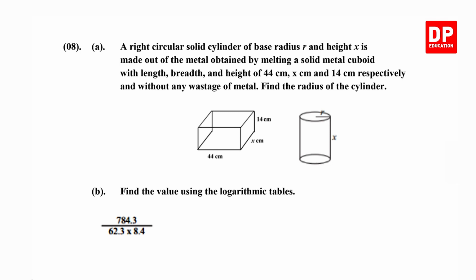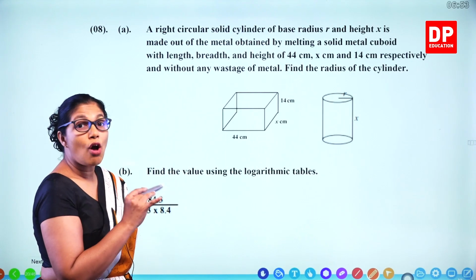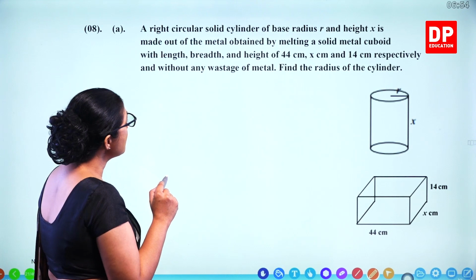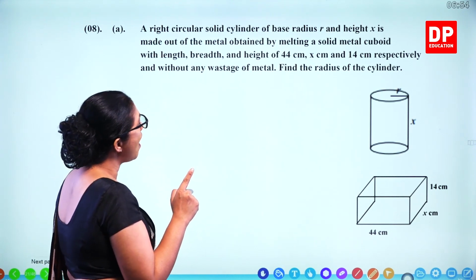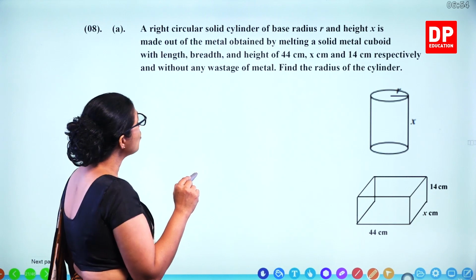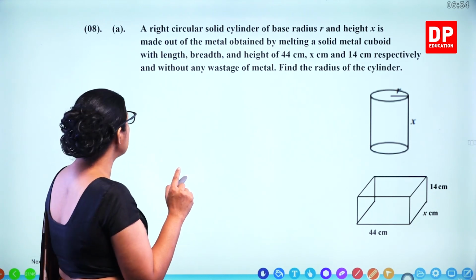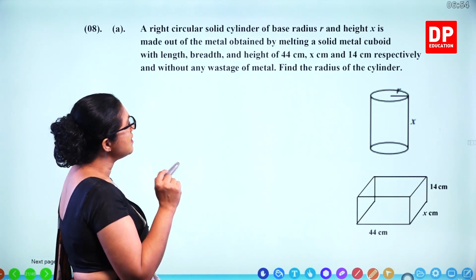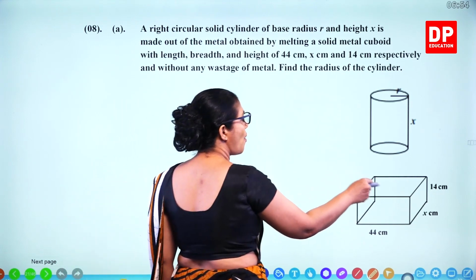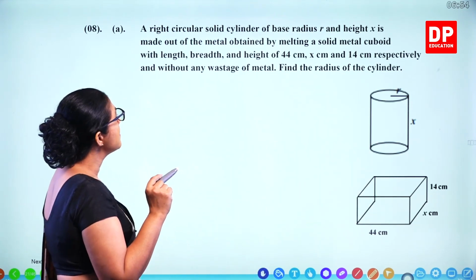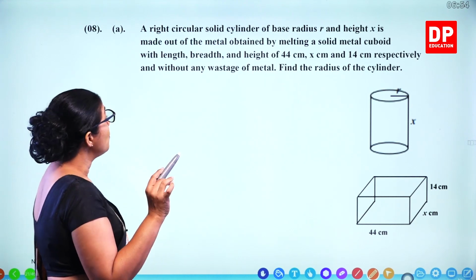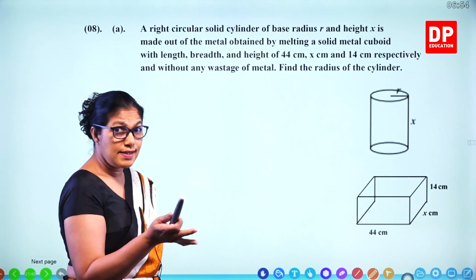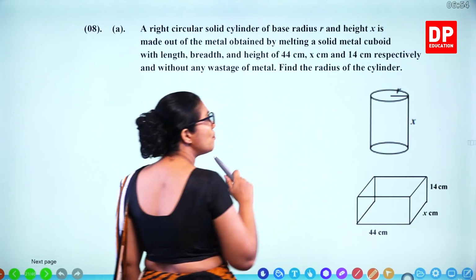It's about volume, and you have to use the logarithmic table as well. A right circular solid cylinder of base radius r and height x is made out of the metal obtained by melting a solid metal cuboid with length, breadth and height 44, x and 14 centimeters respectively. So from this we created the cylindrical shape, without any wastage of metal. Find the radius of the cylinder.